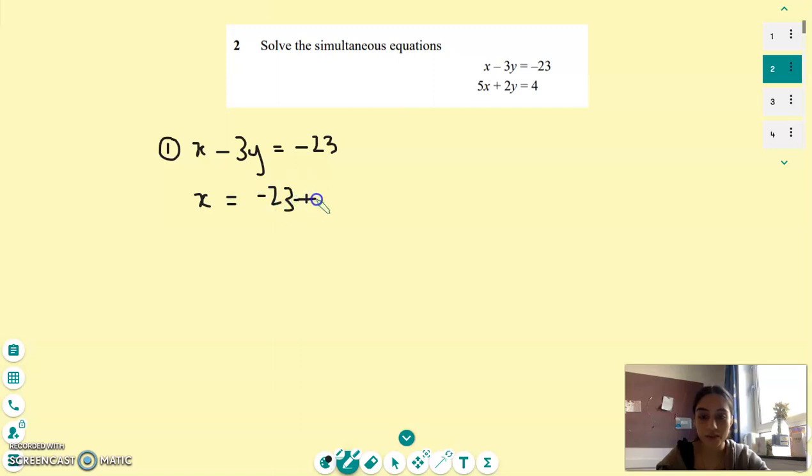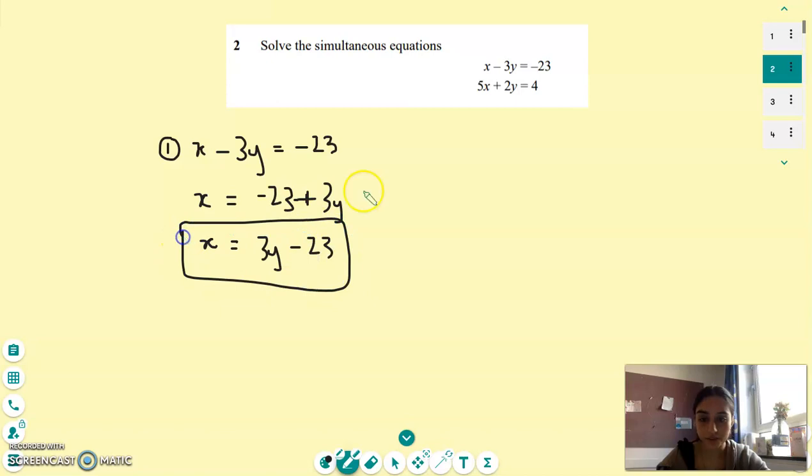Oops, sorry. Yeah, so it's plus 3y. So all we did is we added 3y to both sides to leave x alone on one side. So just to make this look nicer, we're just going to say x equals 3y minus 23, like so. So that's our equation that we've got.